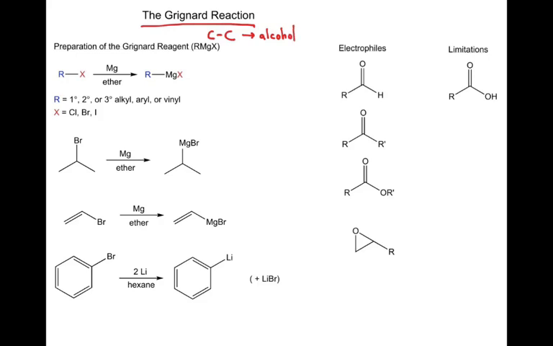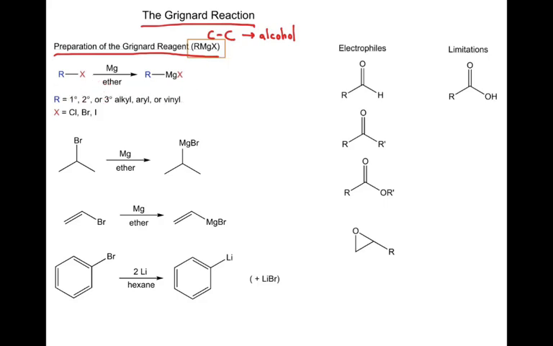So the first part of the Grignard reaction is to prepare the Grignard reagent. And the Grignard reagent has the formula of RMgX, so that's R, some carbon group, carbon chain, to magnesium to a halogen. And the preparation of this is actually very simple.